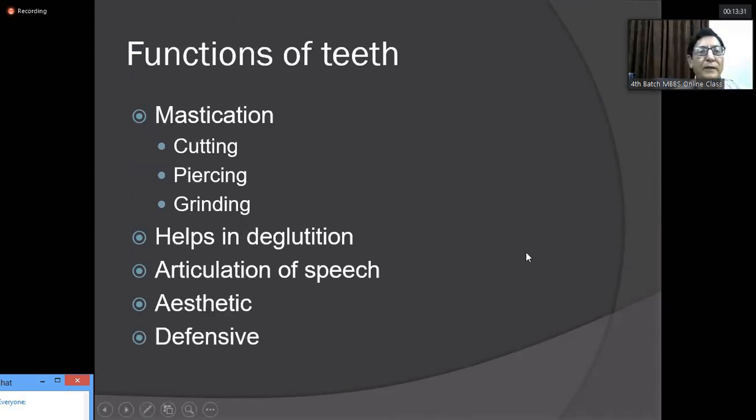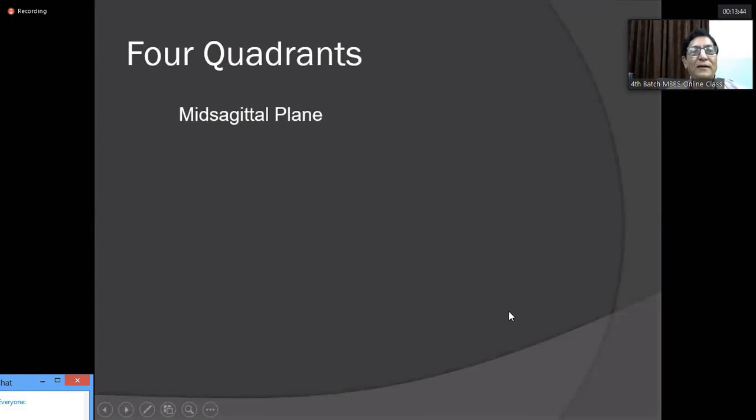Now another one, defensive. I talked to you about this last time also. Sometimes you have to fight, and you can use your teeth also, but you don't attack with them in the beginning. Now let's talk about the four quadrants in the oral cavity.